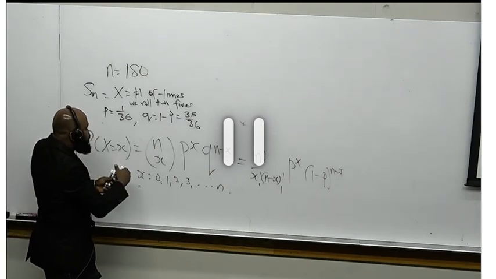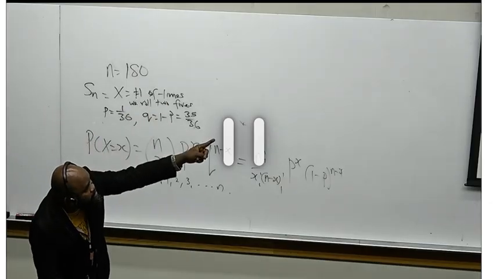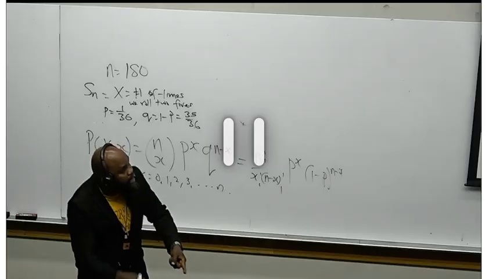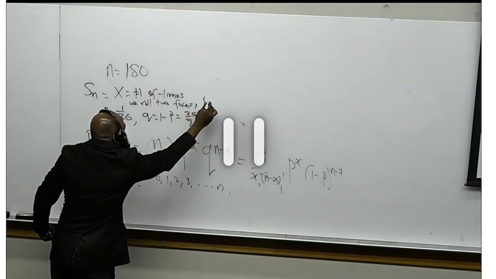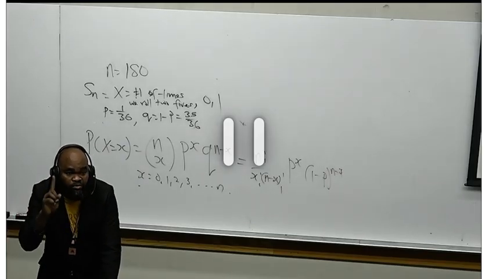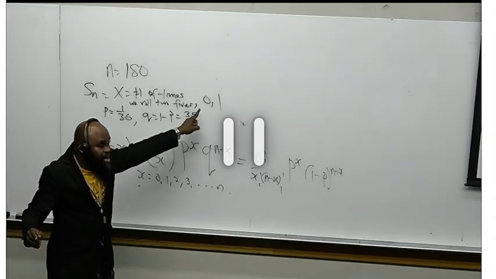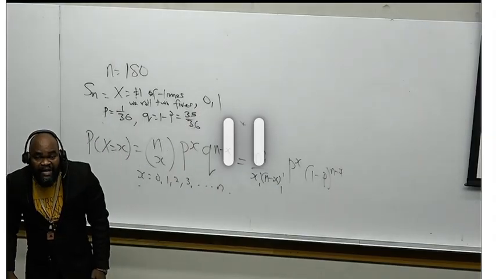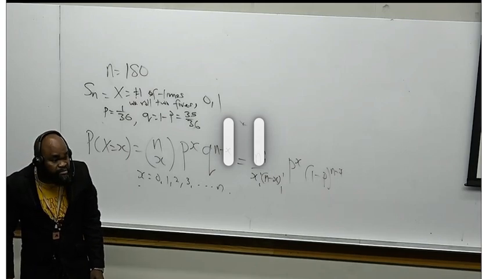Now, what is my x? X is the number of times, and they said no more than once. No more than once. My x will be 0 and 1. No more than once means it could be less than 1, and when it is less than 1, it's 0. X can be 0. The situation where x equals 0 means I do not have 2 5s.